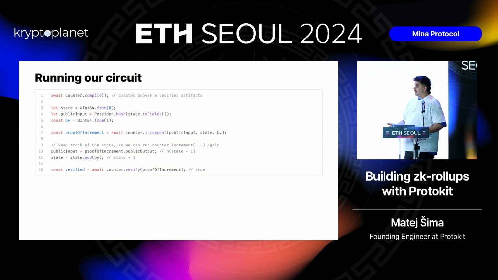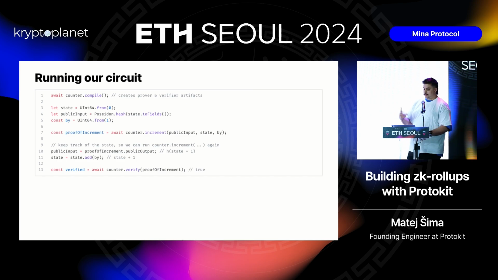If you want to run the circuit, first you will have to compile it. That gives you the program verification keys. And then let's assume that this is a unit test for the circuit. The first thing we have to do is define the initial state. That's going to be a 0. Then we have to define the public input, and that's going to be the hash of the initial state. And then the third variable, by, is the number that we want to be incrementing the original state by. So on line number 7, we actually get to run the circuit. And as a return of that execution, we get the proof of executing the increment logic correctly.